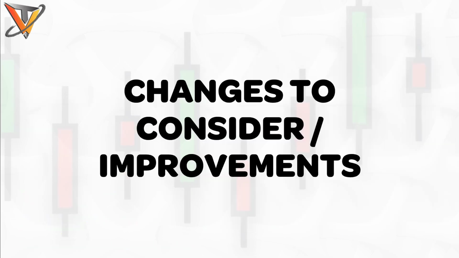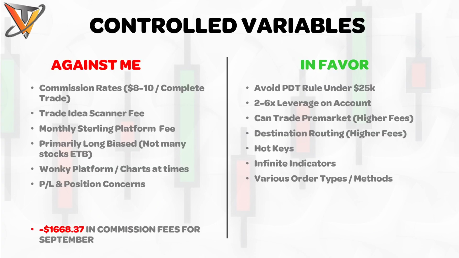But whatever. Now, these are changes I've considered making, or improvements I'm looking at, areas where I could do things differently. So I went ahead and looked at all the variables that I could control, or that were already controlled, something that's fixed. One thing that's against me already is commission rates. I don't have a choice. I have the scanner fees, I have the monthly platform fees. All these are already stacked against me.